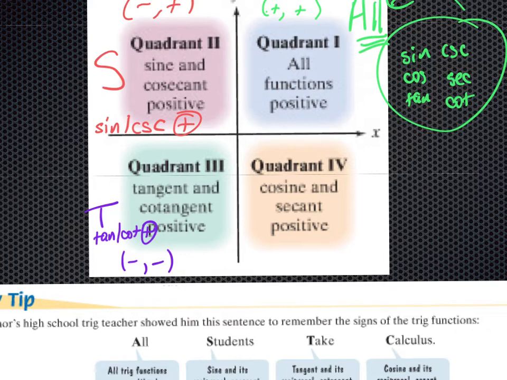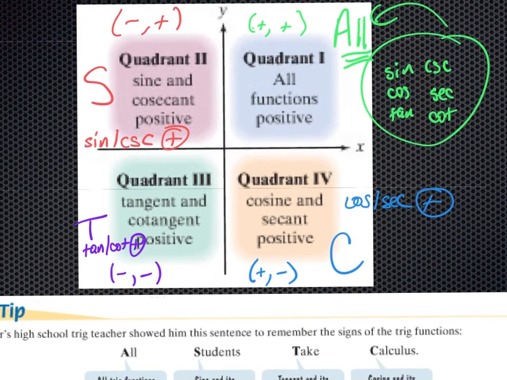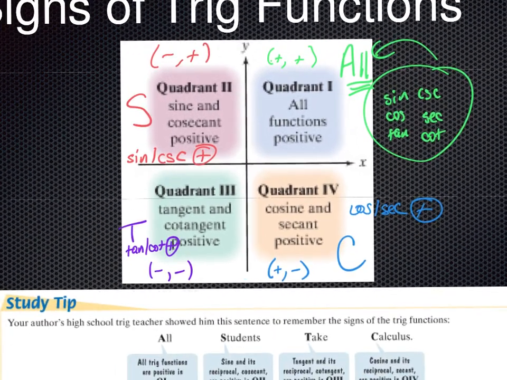Then we're going to go to quadrant 4. In quadrant 4, I have a positive x and a negative y, and I'm going to write a big C. That means cosine and its reciprocal secant are positive and everything else is negative. So you can remember the acronym however you want to. There's a bunch of different ways to do it. We always say, starting in the first quadrant, all students take calculus.